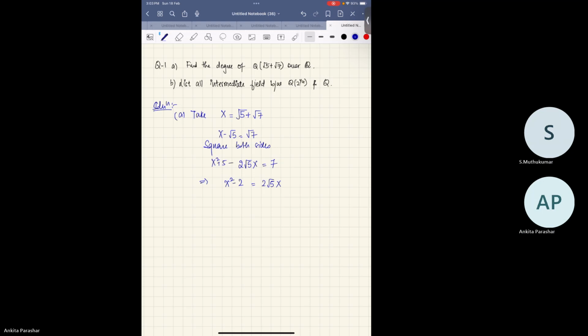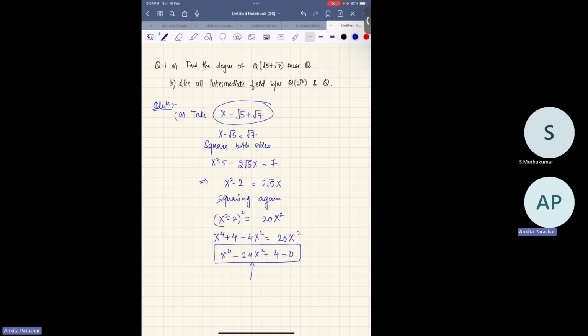Squaring again, yes, square it again. Again it will give me this. Now one can simply look at it. So we get this polynomial which is satisfied by root 5 plus root 7. The way we constructed it, we have chosen x to be this, so this x is satisfied by this polynomial.